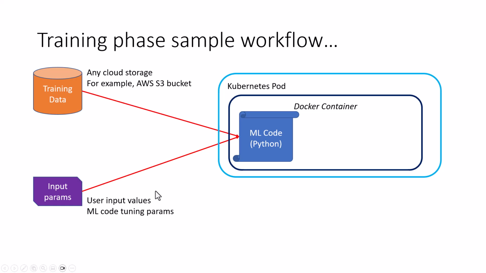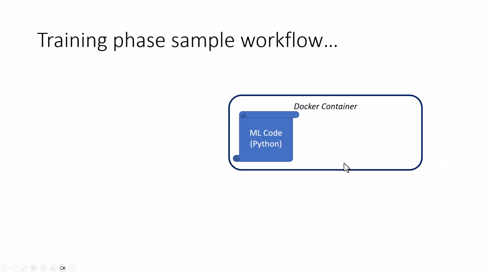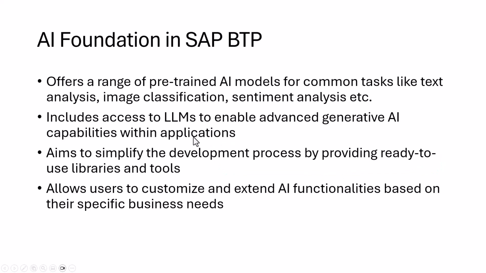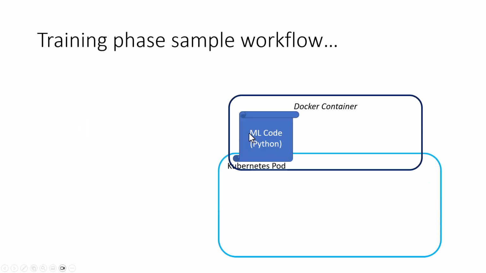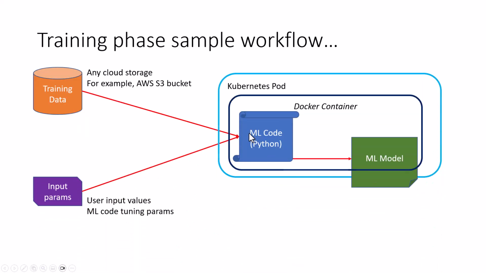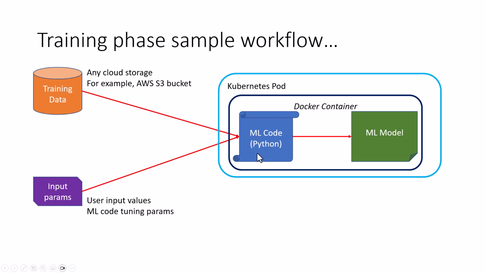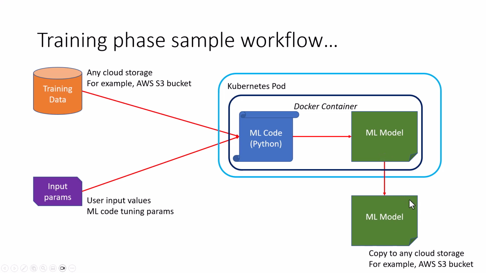So all this infrastructure is provided in the AI Foundation. So in this AI Foundation in SAP BTP, all this infrastructure is provided. And then once you train your model, you get the machine learning model itself. So that's the output of this training phase. Once this output of the model is created, what you want to do is save it in some place, preferably an AWS S3 bucket.